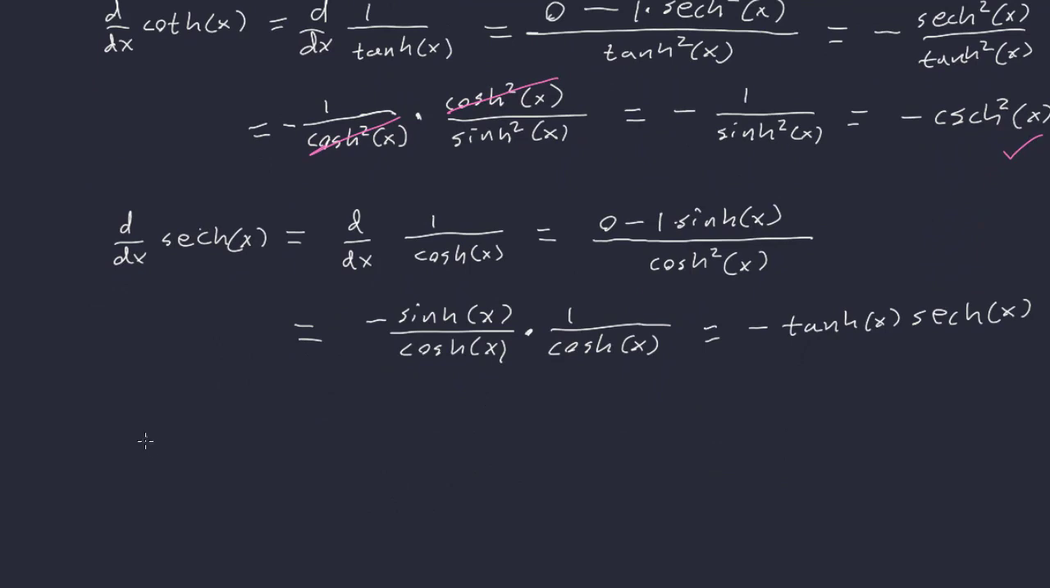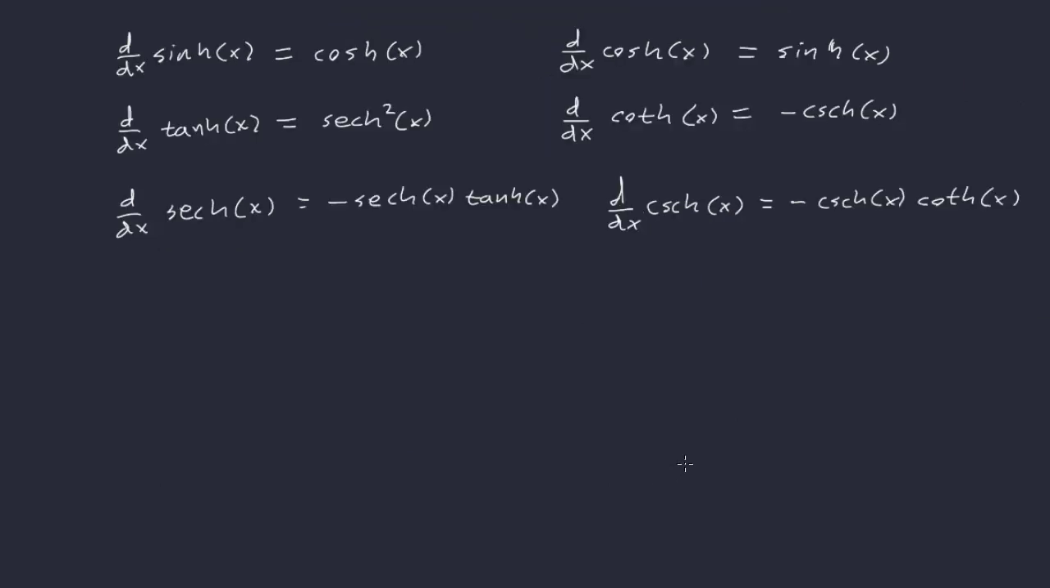Similarly, I'll leave it to you to check that the derivative of cosecant h actually ends up being negative cotangent h of x times cosecant h of x. All right, so same process. All right, so here are all our derivative rules just hanging out all together.